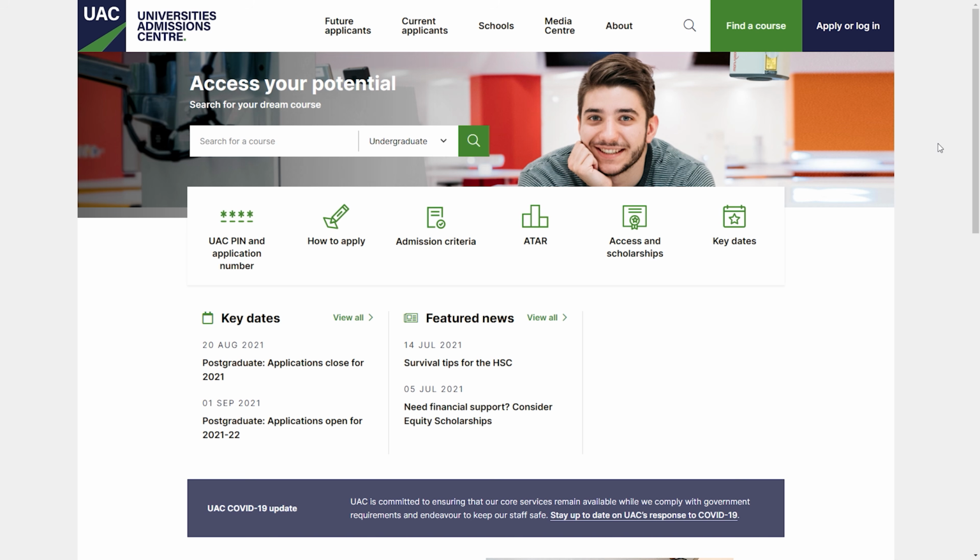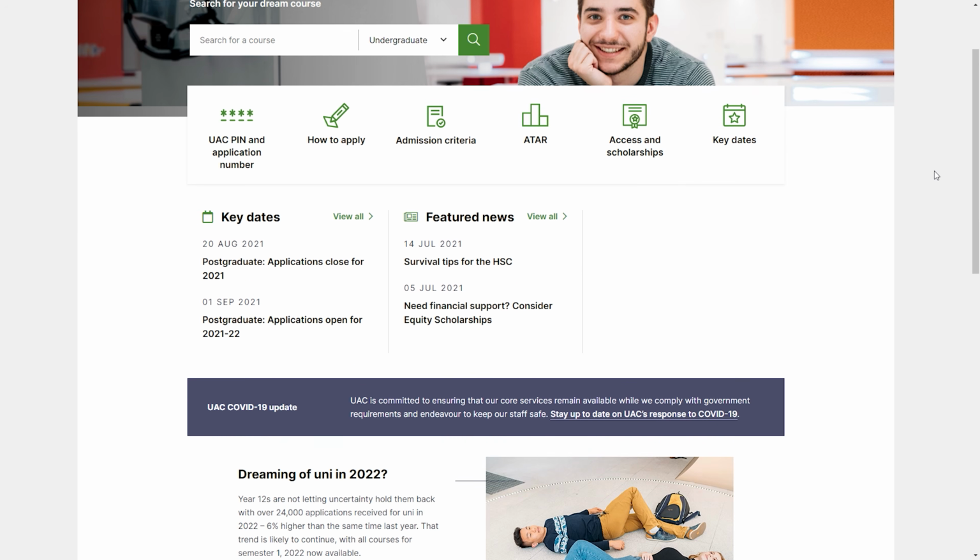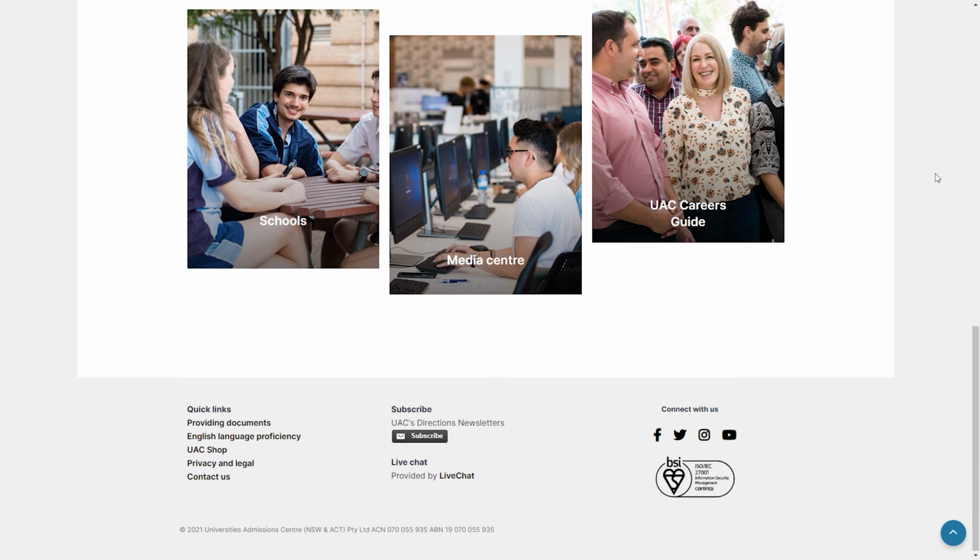So now I'll talk quickly about the UAC. The UAC is very similar to VTAC in Victoria, except it applies for ACT and New South Wales. The important thing you should know about the UAC is that the timely applications close on midnight on the 30th of September in 2021.